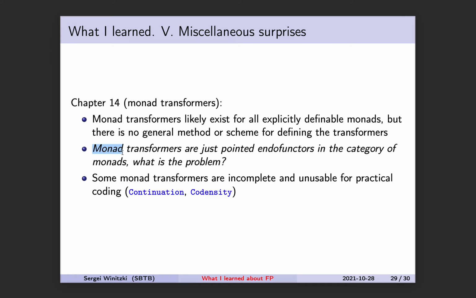So when I formulated all the laws of monad transformers, then I found that from category theory you can have a joke like this. Monad transformers are just pointed endofunctors in the category of monads. What is the problem?